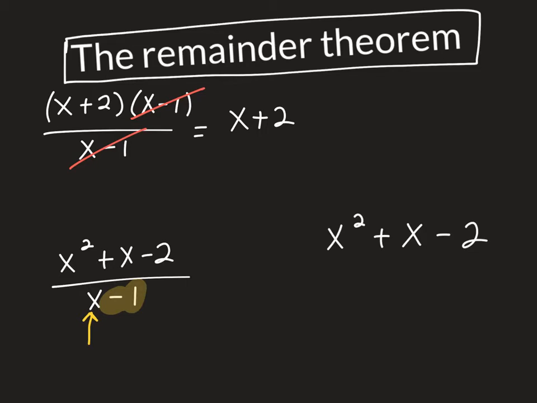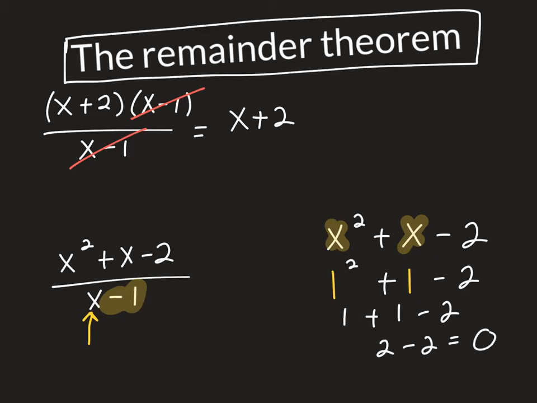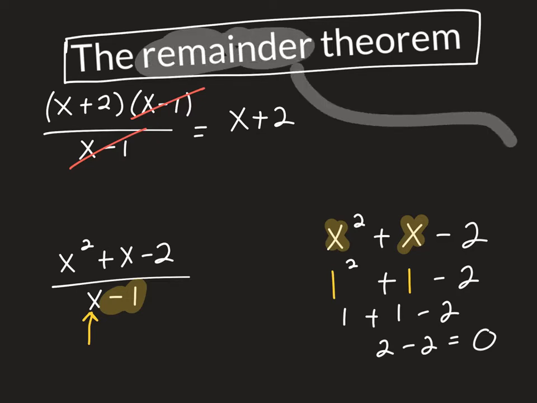So for each of these x's, I am going to plug in 1. I'm going to plug in 1 here and 1 there, and then let's see what I get. So plus, and then minus 2. Here I get 1 squared plus 1, so that's 1 plus 1 minus 2. I have 2 minus 2, and I get 0. What that tells me is what the remainder is going to be if I were to divide it. Since I plugged it in, I get a remainder of 0.